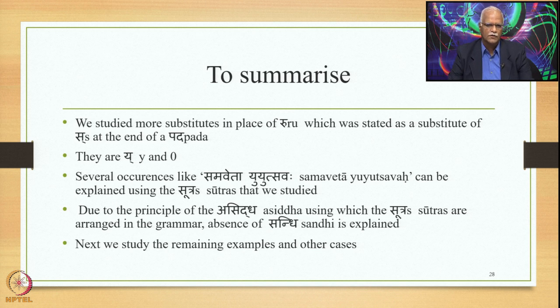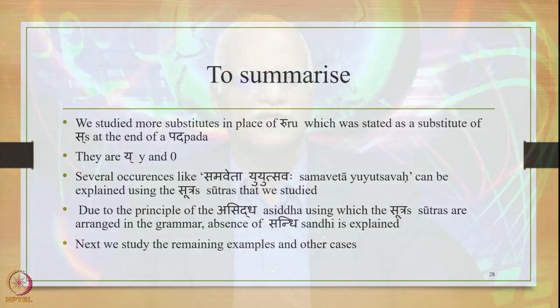To summarize, we studied more substitutes in place of Ru, which was stated as a substitute of S at the end of a pada. They are Ya and Zero. Several occurrences like Samaveta Yuyutsavaha, which is split as Samavetaha and Yuyutsavaha, can be explained using the sutras that we have studied. So, Lopashakalyasya as well as Hali Sarvesham. Due to the principle of the Asiddha, using which the sutras are arranged in the grammar, absence of sandhi is explained by the grammar. Now we study the remaining examples and other cases which illustrate this particular svādi sandhi more.